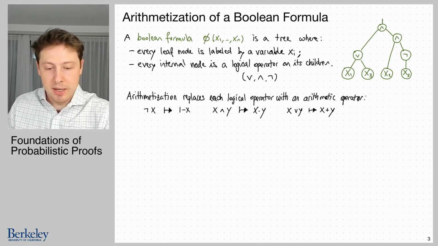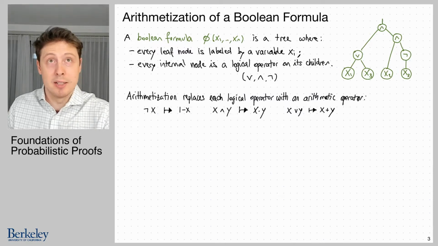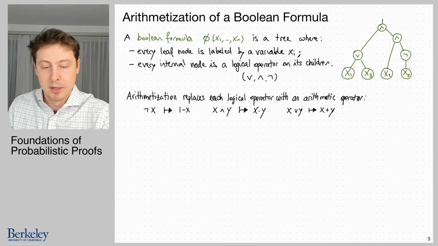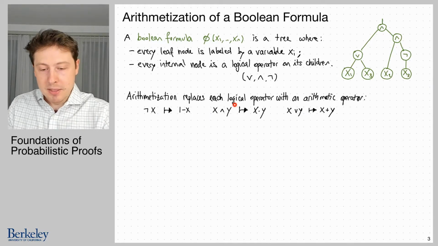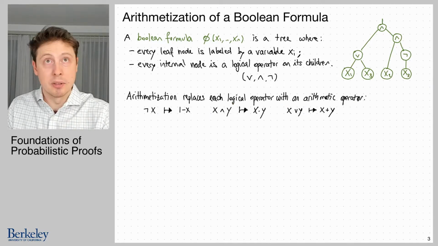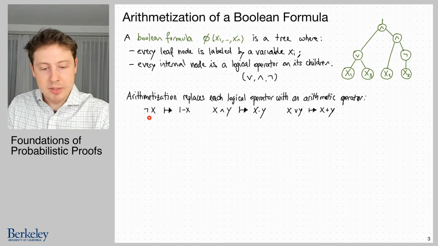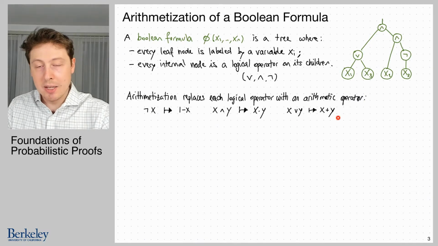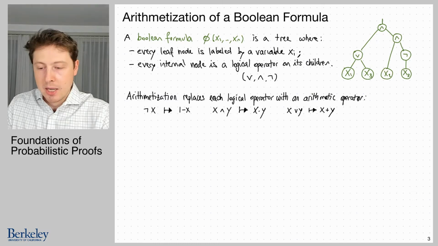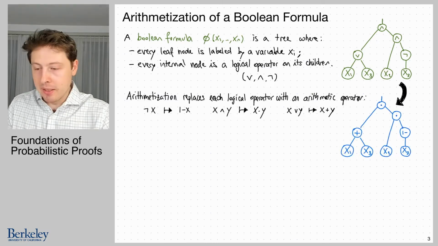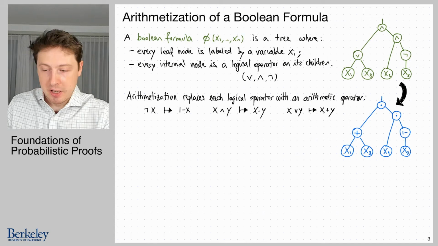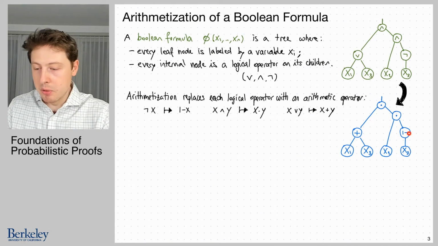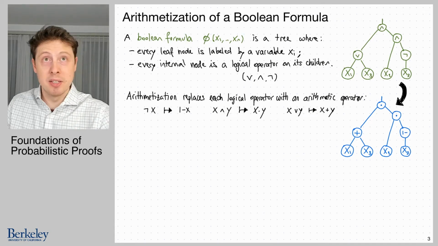Arithmetization is an informal term for a set of techniques. Here we're going to see a particular instantiation of arithmetization that replaces each logical operator with an arithmetic operator. We're going to replace NOT x with 1 minus x, x AND y with x times y, and x OR y with x plus y. When you do that, just syntactically, you get another tree where all the nodes have just been relabeled precisely as I have indicated.